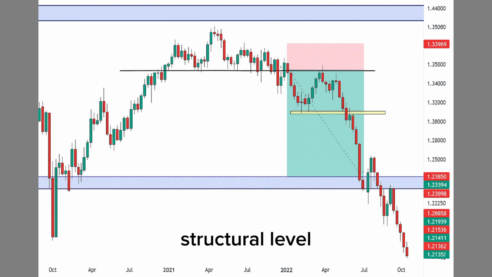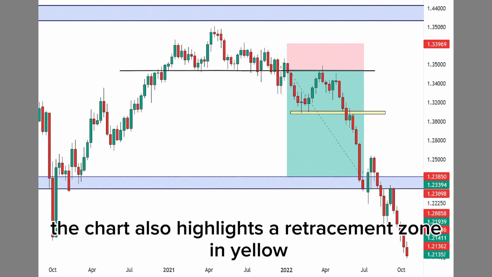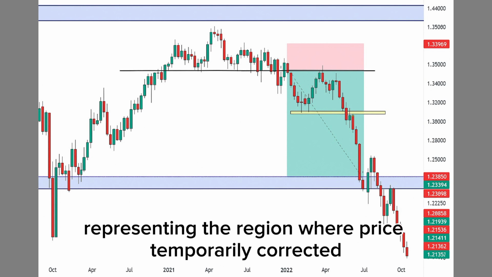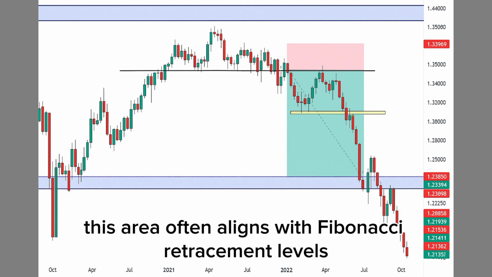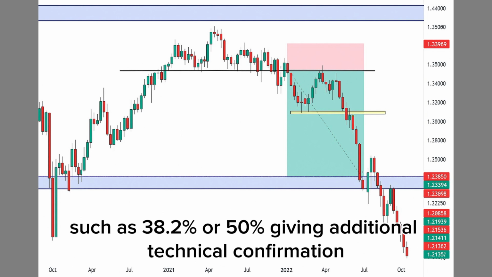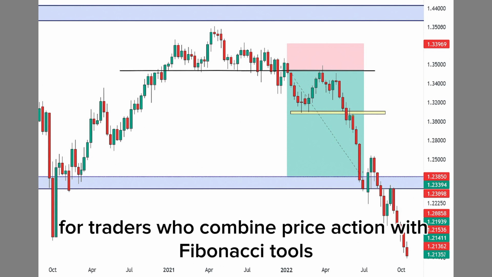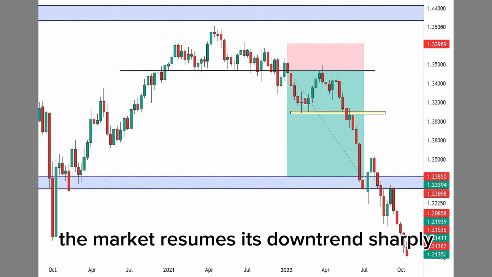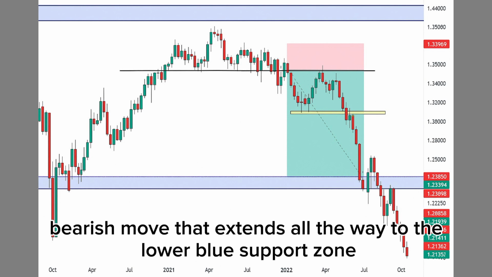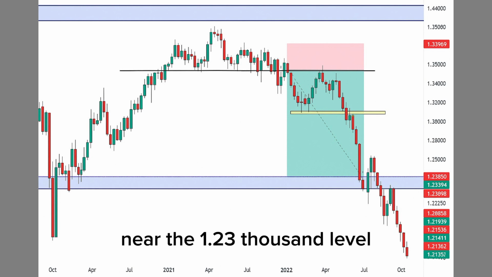The chart also highlights a retracement zone in yellow, representing the region where price temporarily corrected before continuing its downward trend. This area often aligns with Fibonacci retracement levels, such as 38.2% or 50%, giving additional technical confirmation for traders who combine price action with Fibonacci tools. Once the retest is complete, the market resumes its downtrend sharply, creating a clean bearish move that extends all the way to the lower blue support zone near the 1.23 thousand level.